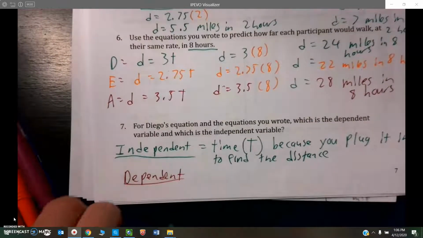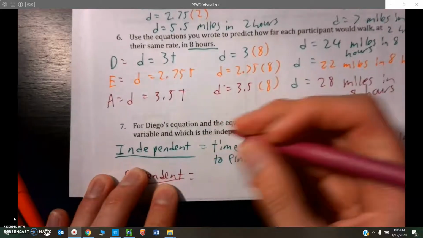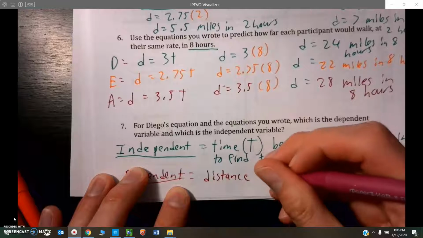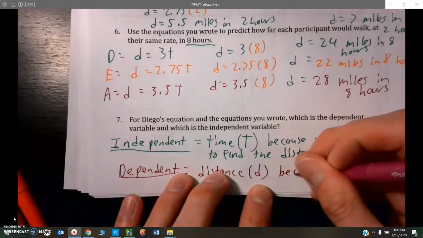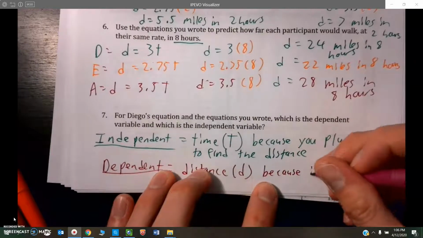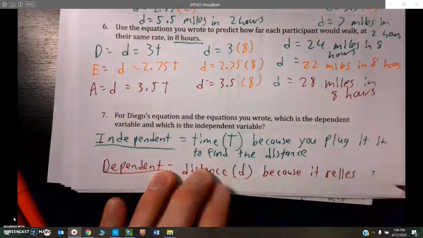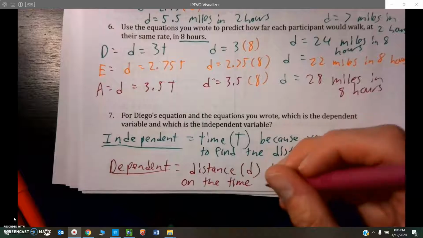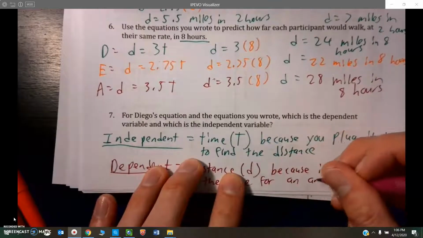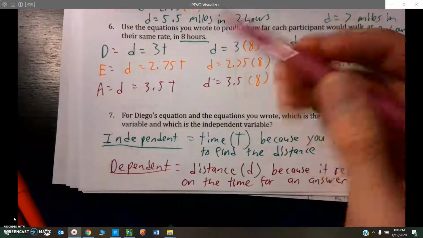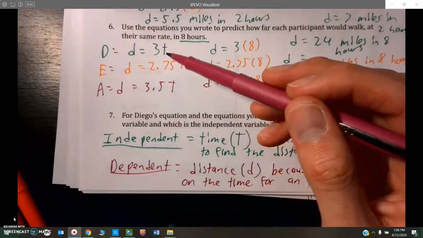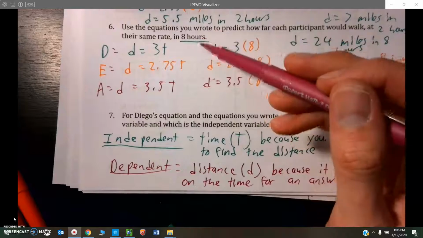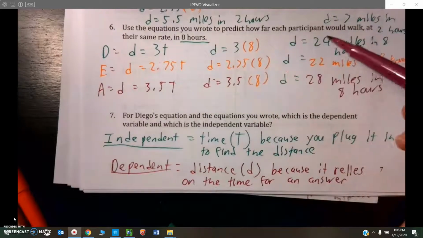The dependent variable is always the answer. In this case, distance. Because it relies on the time for an answer. Once again, if you're dependent, you need someone else. So the distance always needs a time to be plugged in before you can find it. Whereas the time, we can just plug in any number and then solve for the distance.